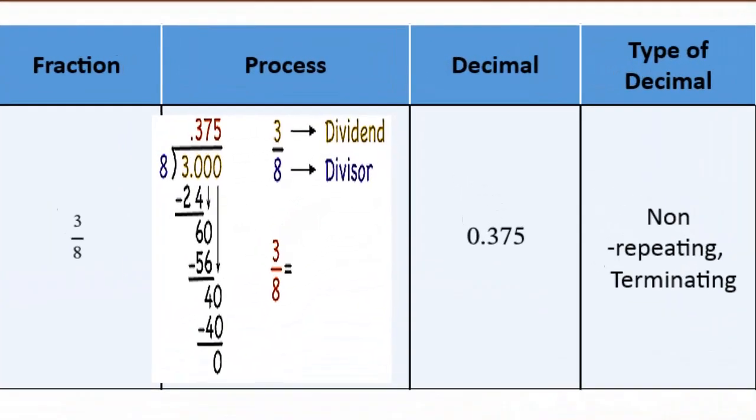Let us have example number 1. 3 over 8. So 3 will be our dividend and 8 will be the divisor. So we're going to divide 3 by 8. Then the result is 0.375. So we have 3 over 8 is equal to 0.375000. Then the type of decimal is terminating.